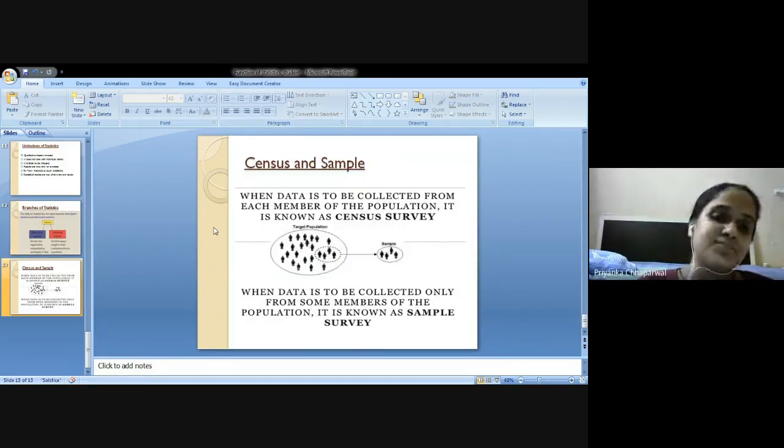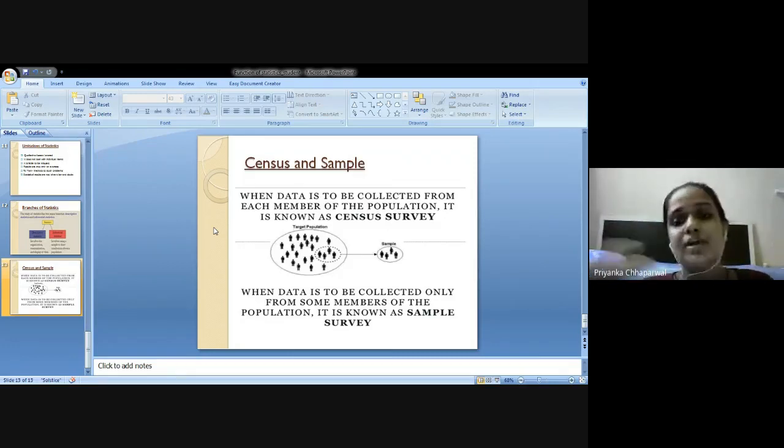Okay. Then next we will understand what is the census and sample. I think by name it is clear to all of you. What is the meaning of census? Census means when data is collected from each member of the population. It is known as the census survey. Census in India is one type of survey where we collect data from each member of the population. When we take only some part of the population, it is known as the sample survey.